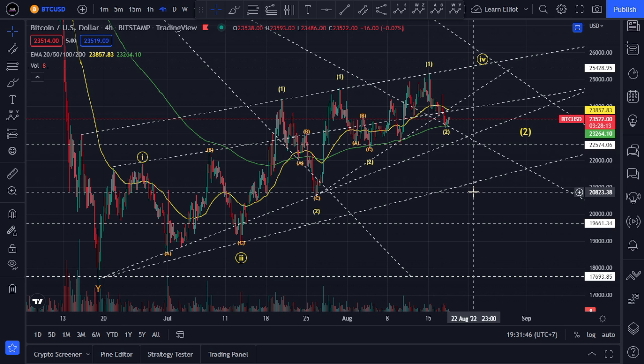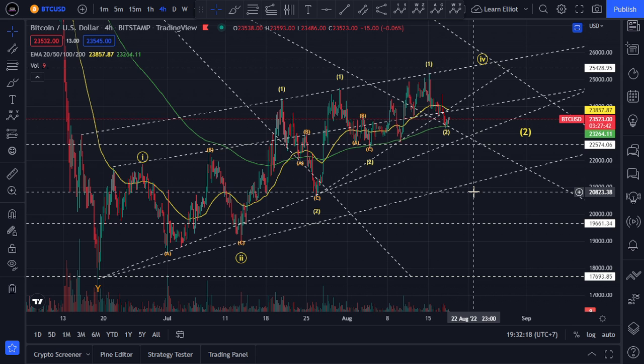Today we are going to talk about another outlook. I'm going to share my outlook for Bitcoin technical analysis using Elliott Wave Theory. In this outlook that I want to share with you, we will be having different possibilities from the bull case scenario and the bear case scenario. So let's continue.